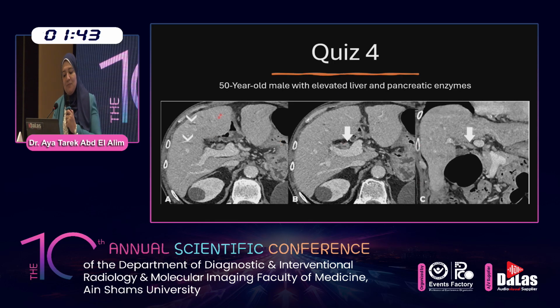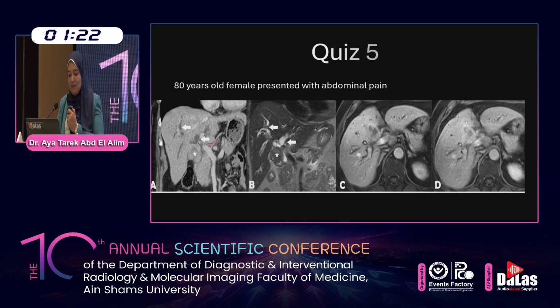What about this? It's a 50-year-old male, with elevated liver and pancreatic enzymes. We can see there is smooth circumferential thickening around the common bile duct. So what? Cholangitis, okay, it's IgG4. It's a part of cholangitis.